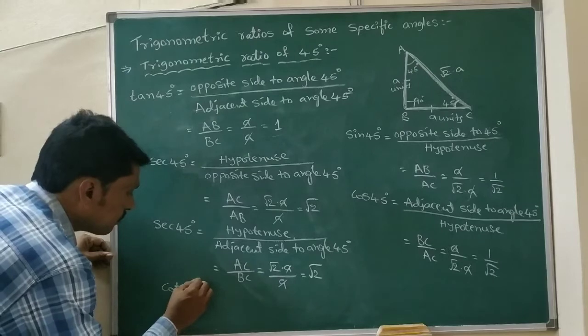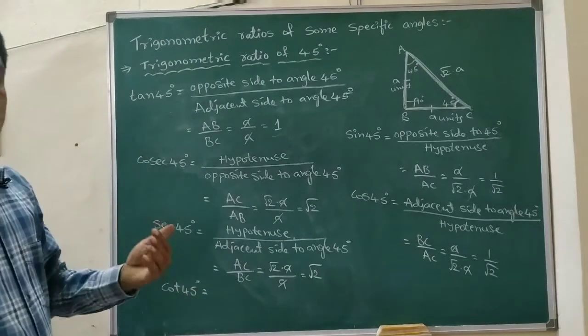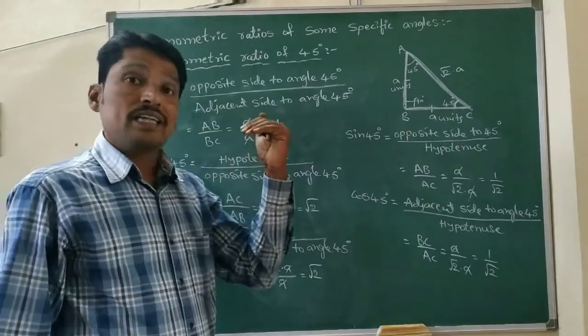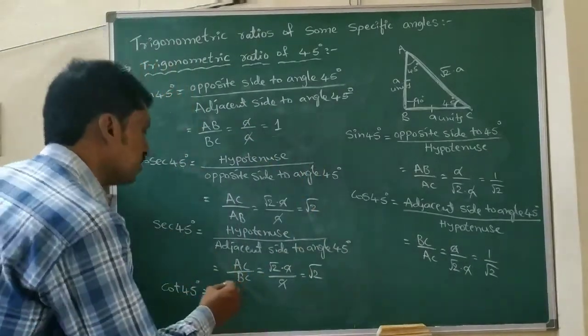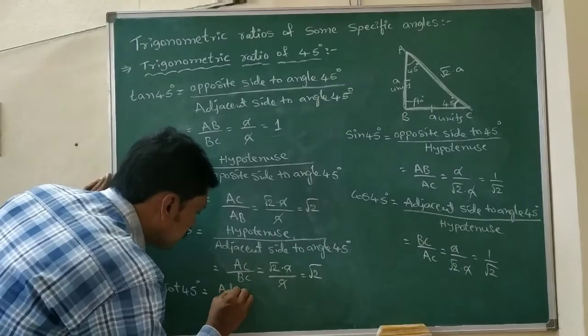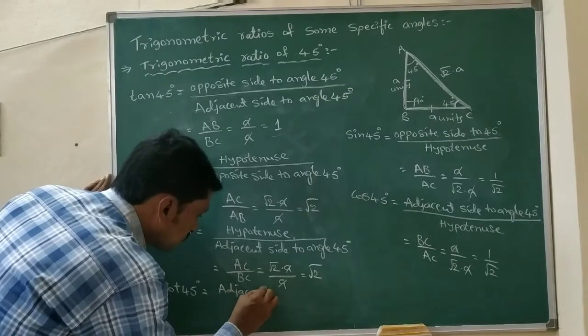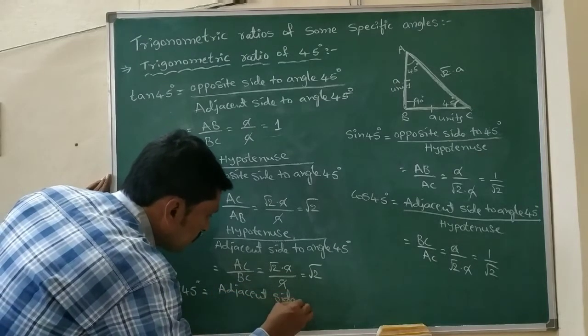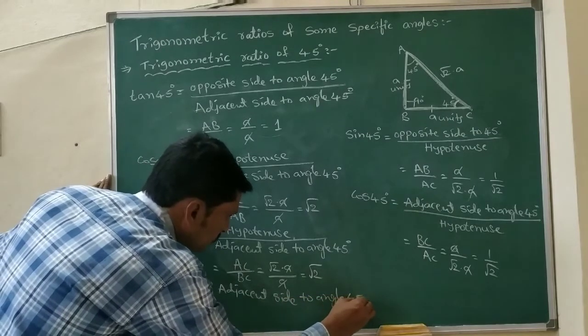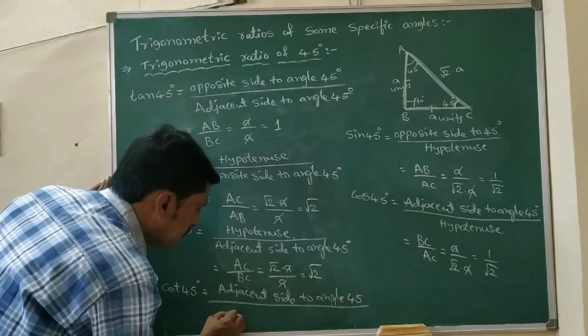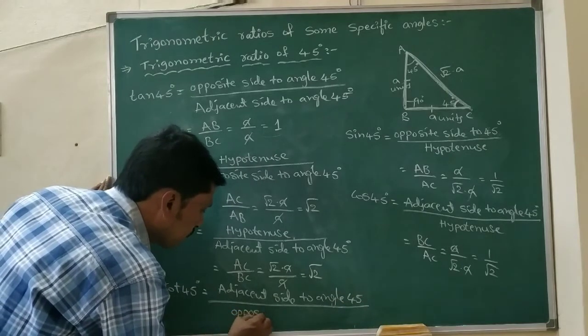Cot 45. So what is cot? Cot is the adjacent side to angle 45 by the opposite side to angle 45.